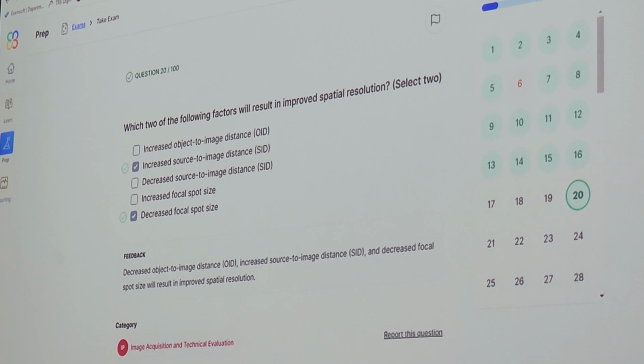Right, because if it's fuzzy, you can't tell things as clearly, right? Yeah. Spatial resolution is you can tell things clearly. So if you can see things more clearly, that means you have less fuzziness. Okay, good. That's right. You have high spatial resolution.